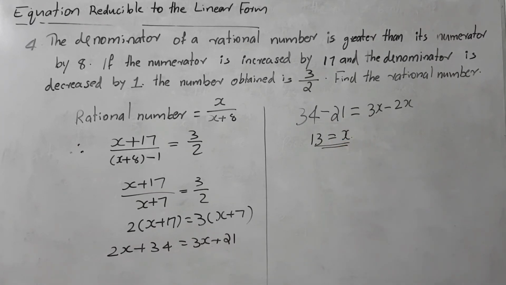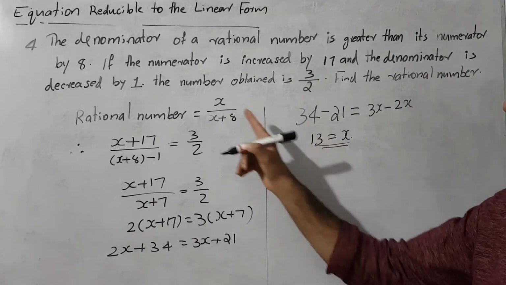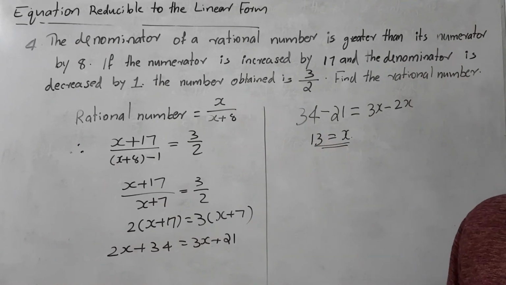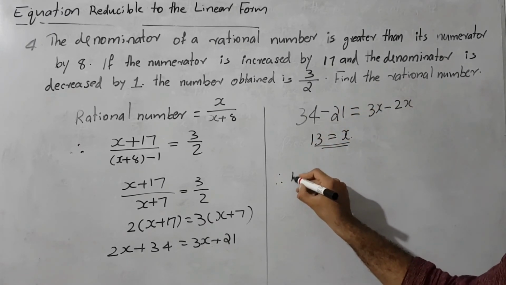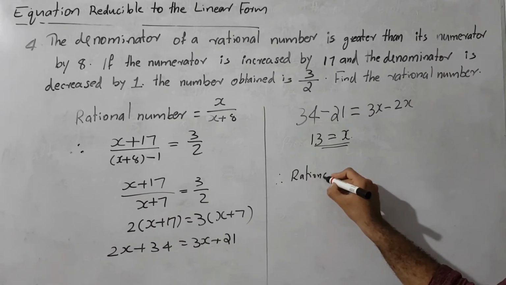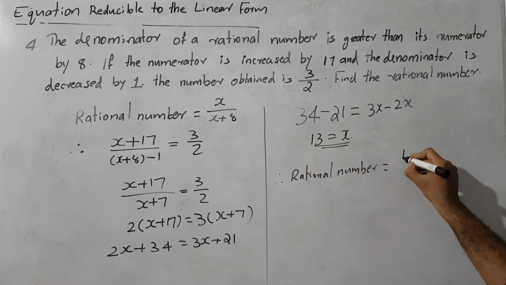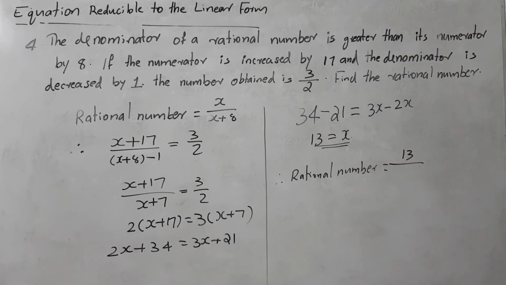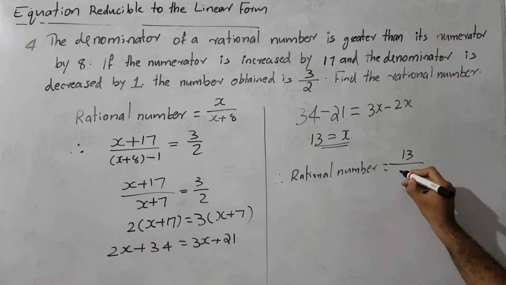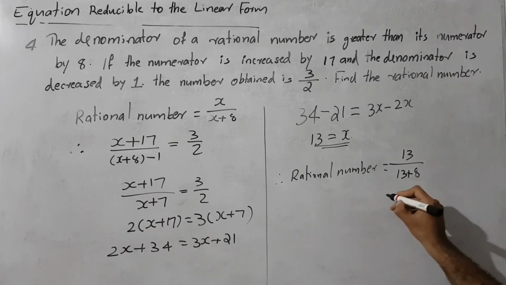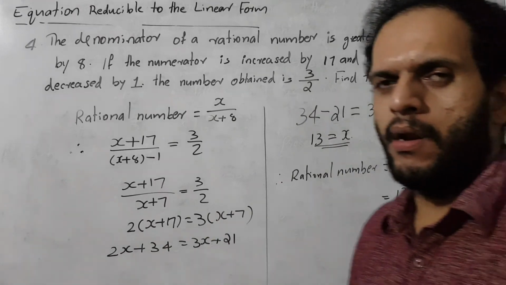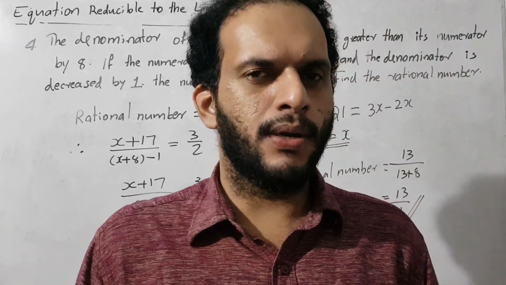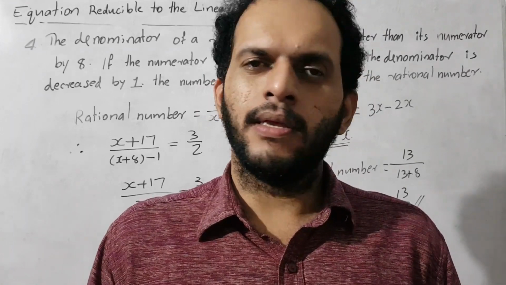Therefore, we got the value of x. The value of x is equal to 13. What is x? x is the numerator. Therefore we need to write the rational number: x by, that means 13 by. What is the denominator? Denominator is x plus 8. x plus 8 means 13 plus 8, so it is 13 by 21. So what is the rational number? The rational number is 13 by 21. Okay? I think you got this.